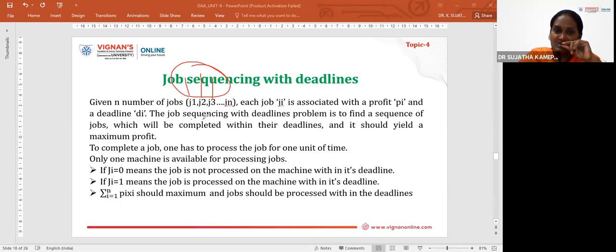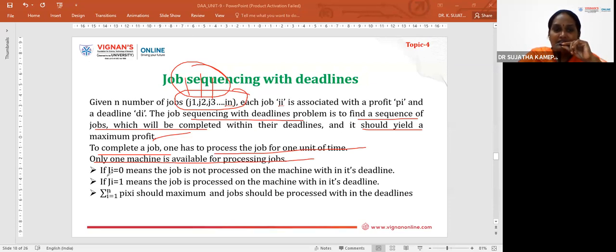So the job sequencing with deadlines problem is to find a sequence of jobs which can be completed by their deadlines and which yields the maximum profit. Here we need to select a subset of jobs from the given n jobs which are to be completed by their deadlines to earn the maximum profit. As I already said, to complete a job, one has to process the job for 1 unit of time, and only one machine is available for processing the jobs.